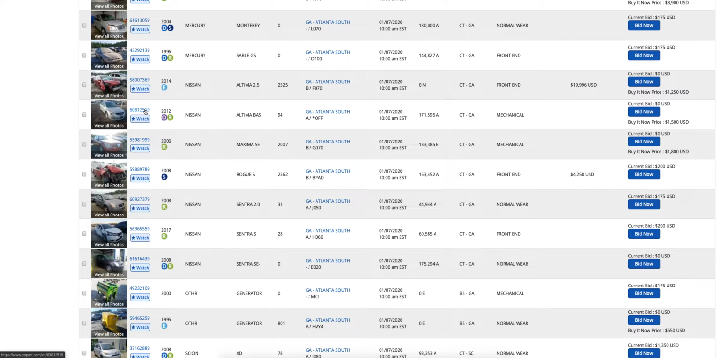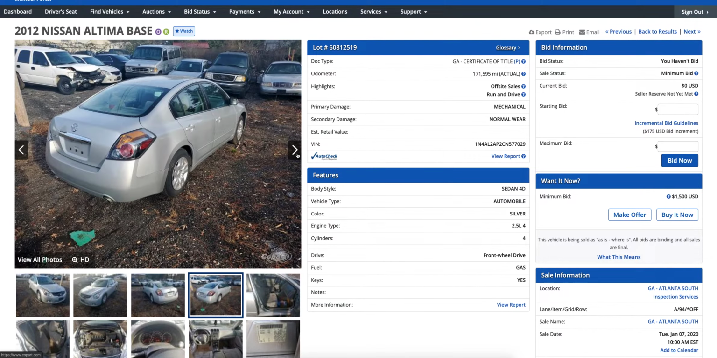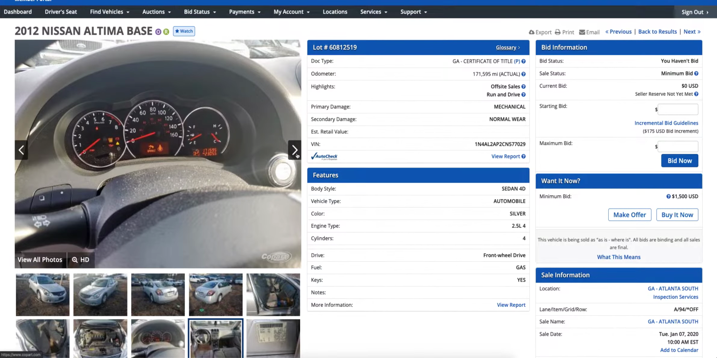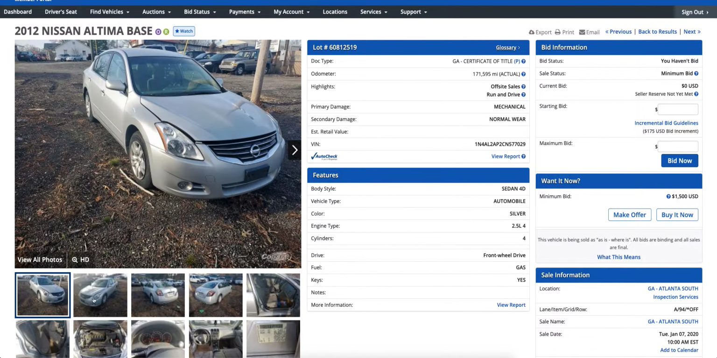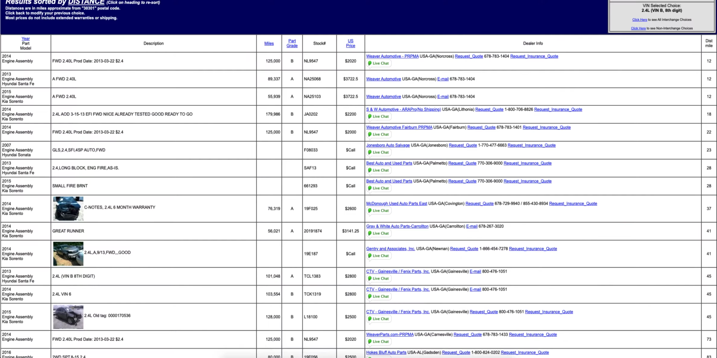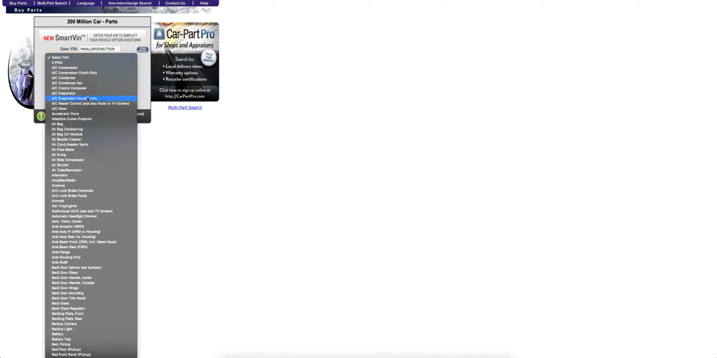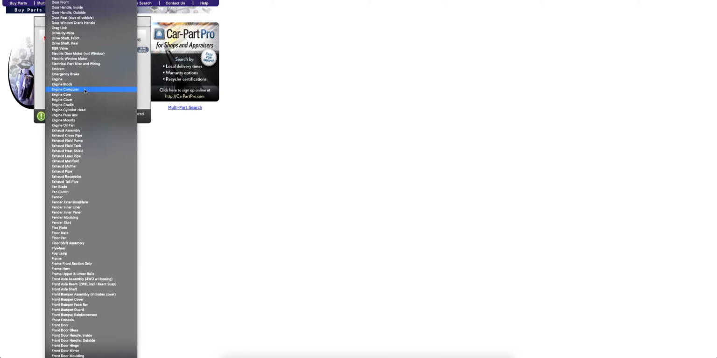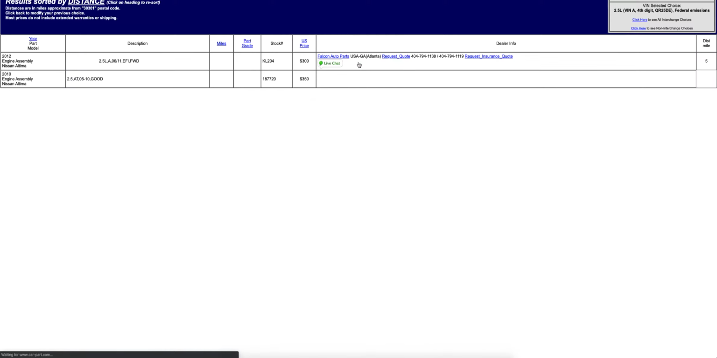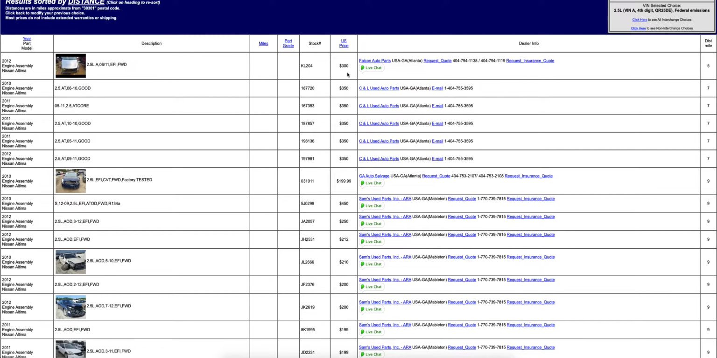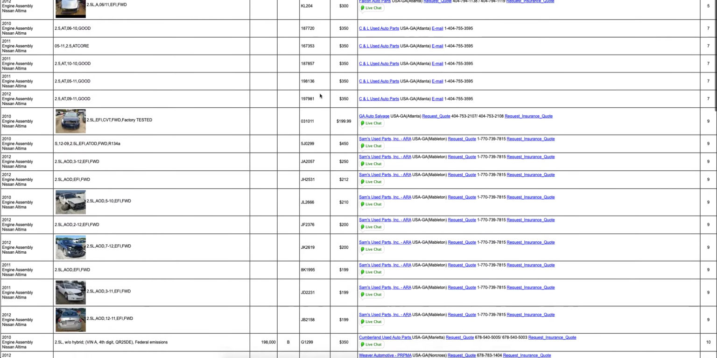Now this one is an Altima, the base. Yes, it's got 171 on the clock, but that buy it now is 1500. If the body's straight, which it looks like it is, the motor for this car, if I'm not mistaken, is only about $500. Let's take a little look to see what this motor costs here. I always go with the federal emissions, unless I'm buying a car in California. Usually, all it's going to be is a different manifold. Look at that, 300 right there. Let's see, we got some mileage on any of these.